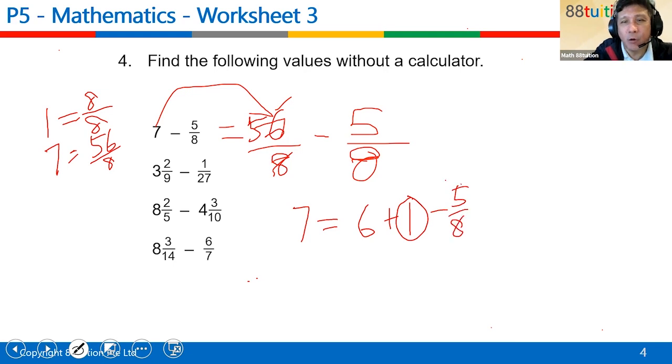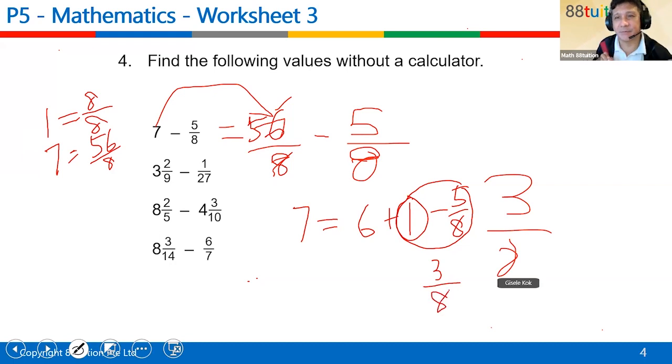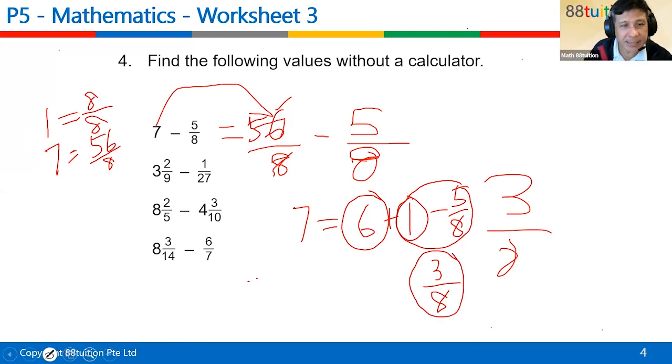What is 1 whole minus 5/8? 1 whole minus 5/8 will get us 3/8, isn't it? Right? So our final answer is just 6 and 3/8. Okay, so that is how we can do this type of question.